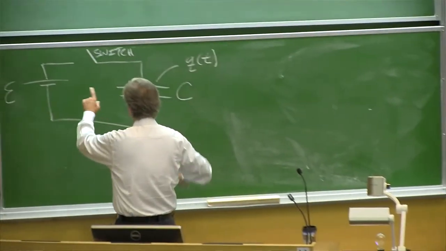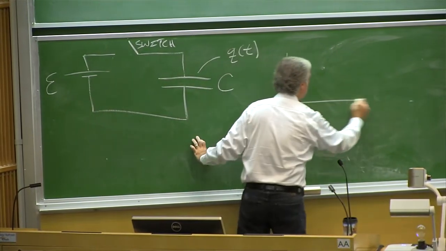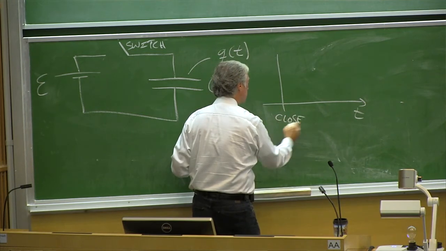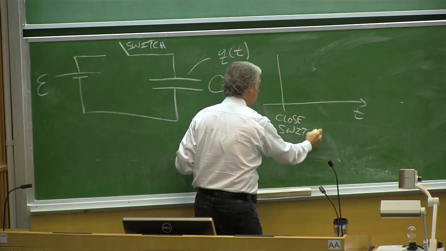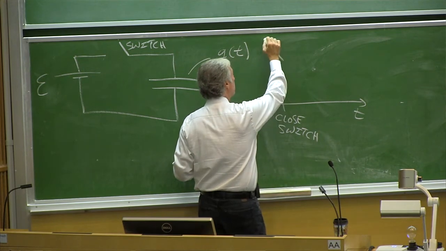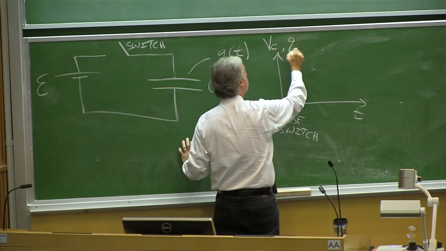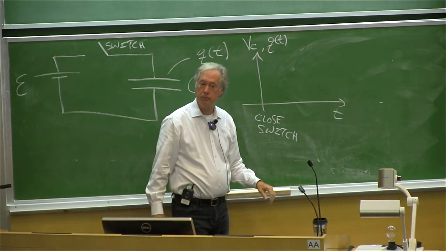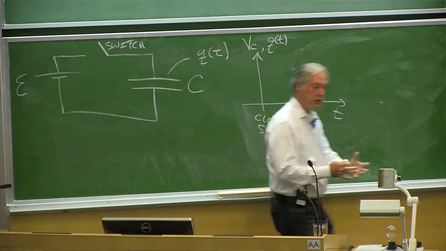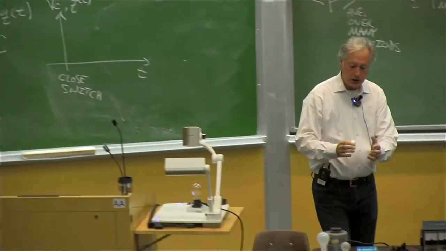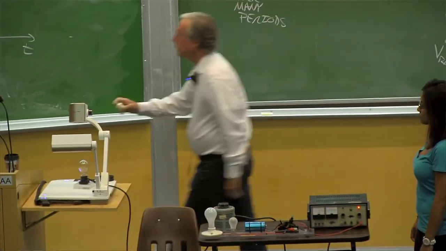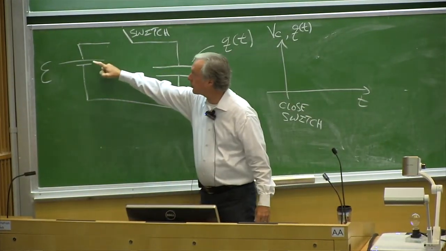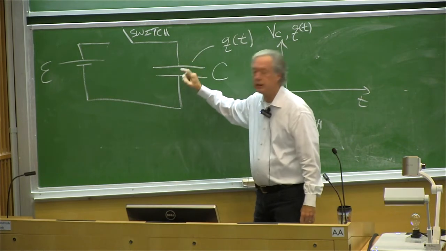And now we close the switch. The voltage on the capacitor and the charge on the capacitor, what's going to happen? Initially, let's think about the capacitor. Is there any charge here to start with? No. So when we close the switch, that voltage is completely across there.